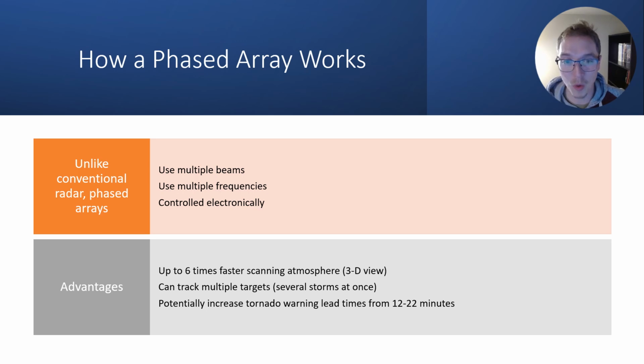So how does it work? Well, unlike conventional radar, they use multiple beams, multiple frequencies, and can control things basically electronically. The advantages: up to 6 times faster scanning of the atmosphere. They can track multiple targets, so several storms at once. And they can potentially increase warning lead times from 12 to 22 minutes for tornadoes.